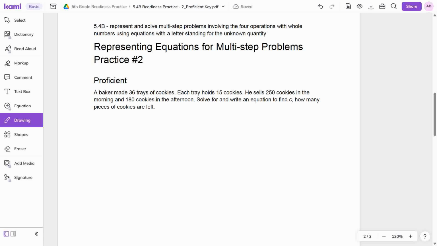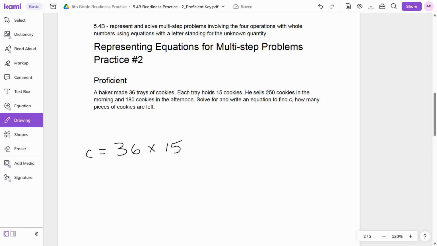So let's do this. Let's figure out how many cookies we have first. I've got my 36 trays times 15. I could draw a strip diagram if I want to. I don't really feel like drawing 36 little boxes.